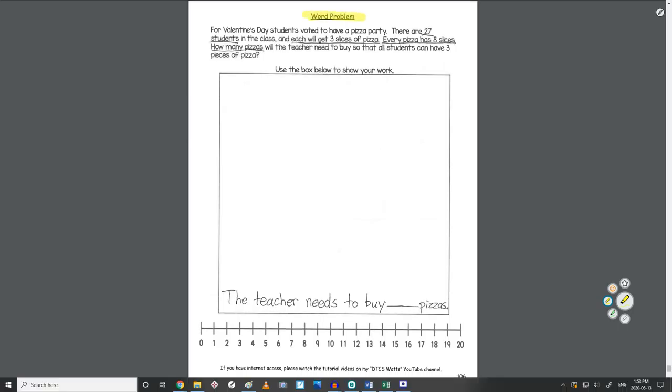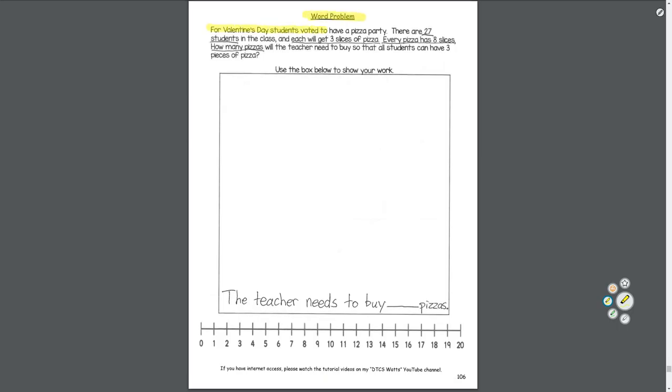Word problem. For Valentine's Day, students voted to have a pizza party. There are 27 students in the class, and each will get 3 slices of pizza. Every pizza has 8 slices. How many pizzas will the teacher need to buy so that all students can have 3 pieces of pizza? Use the box below to show your work. The teacher needs to buy blank pizzas.